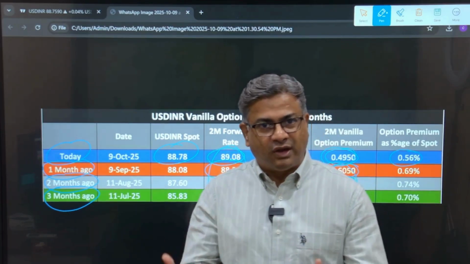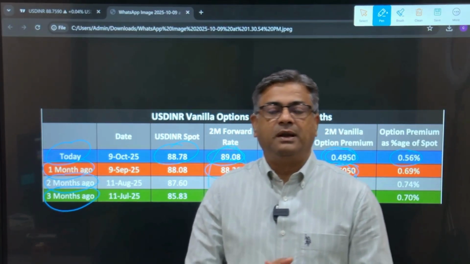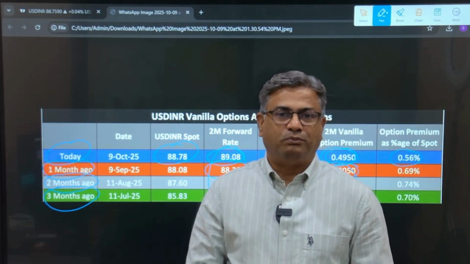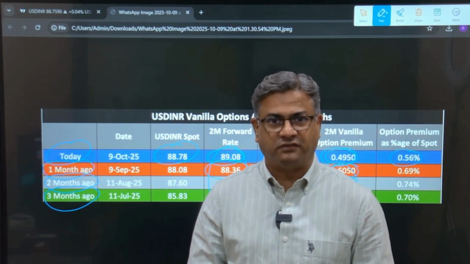You can also evaluate forwards as a hedging instrument, but some portion of vanilla options certainly needs to be done to manage your forex risk more effectively.